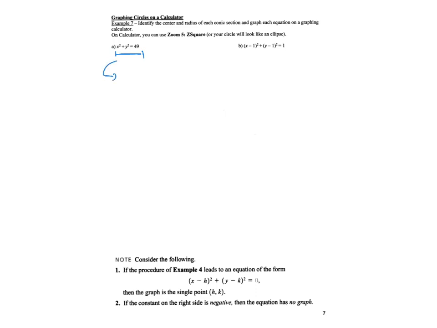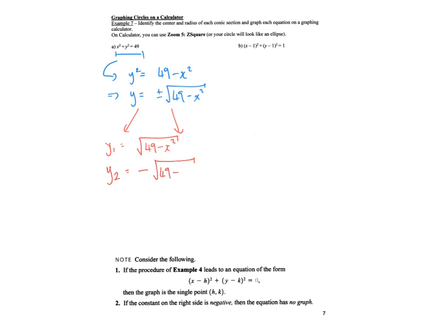So here if we solve for y, we'll get y squared is 49 minus x squared. If we take the square root of both sides, we'll get y is plus or minus the square root of 49 minus x squared. So on our calculator, we can go to the y equals screen and say that y1 is the positive square root of 49 minus x squared. That will give us a semicircle. And if we type in as y2 the negative square root of 49 minus x squared, that will give us another semicircle together with the first, which produces the full circle.